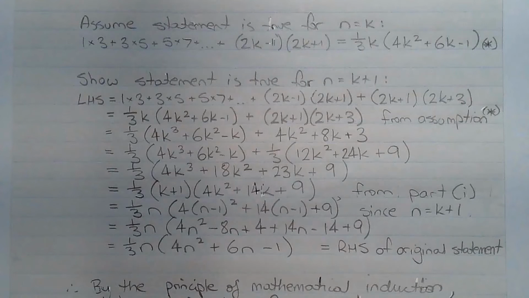We now have a common factor, which means factorising this expression by taking out 1/3, left-hand side equals 1/3 outside of 4k cubed plus 18k squared plus 23k plus 9, so it's combining the like terms. And that equals 1/3 outside of k plus 1 multiplied by 4k squared plus 14k plus 9, and that's from Part 1.